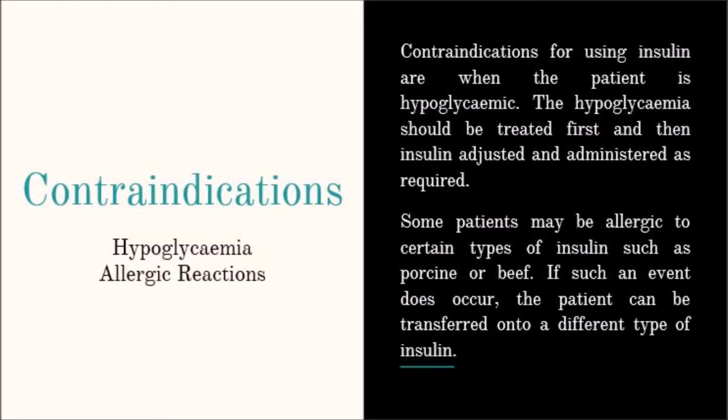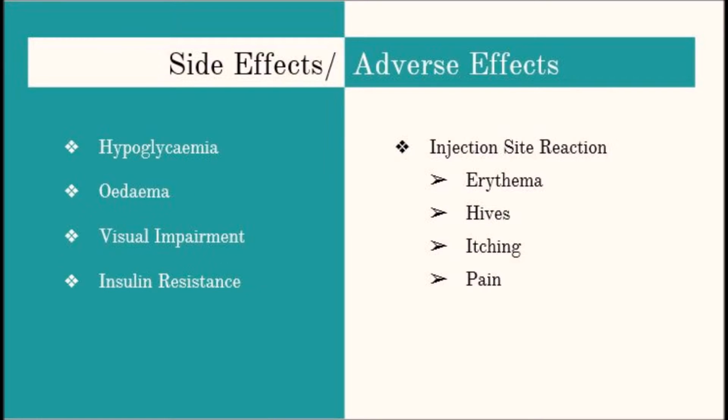Contraindications for using insulin are when the patient is hypoglycemic. The hypoglycemia should be treated first and then insulin adjusted and administered as required. Some patients may be allergic to certain types of insulin such as porcine or beef. If such an event does occur, the patient can be transferred onto a different type of insulin. Side effects of insulin administration are hypoglycemia, edema, visual impairment, insulin resistance, and injection site reactions including erythema, hives, itching, and pain.